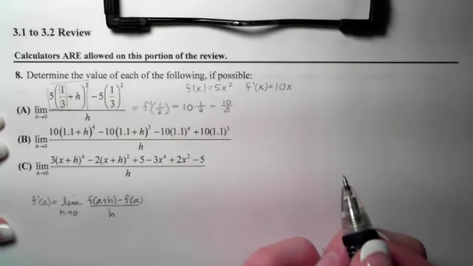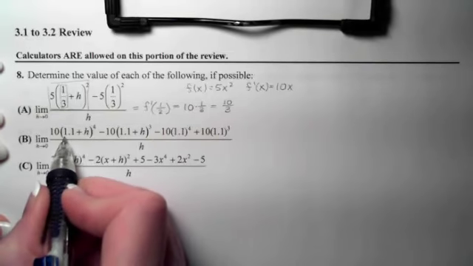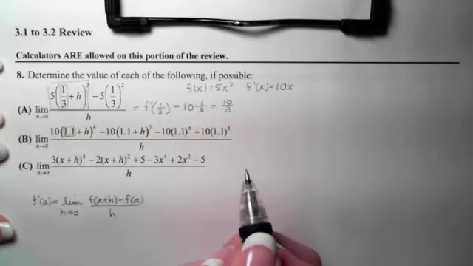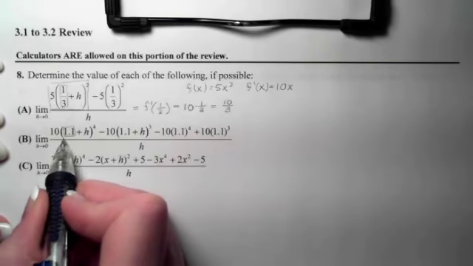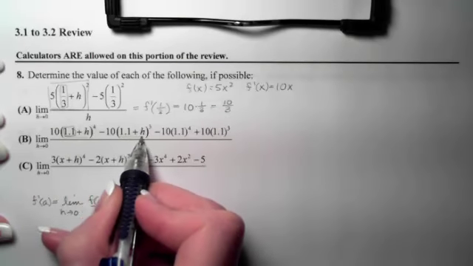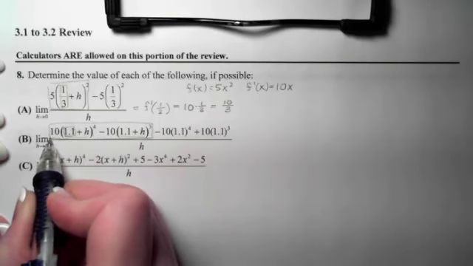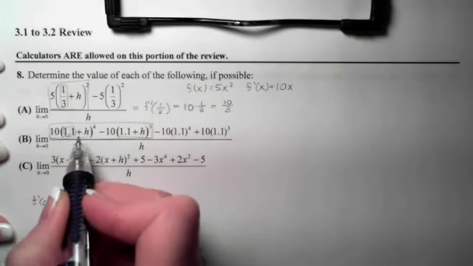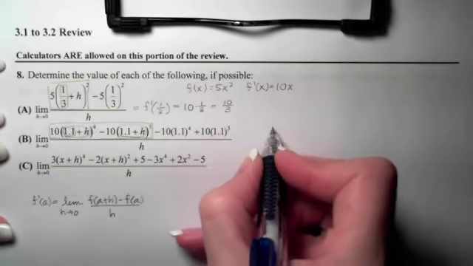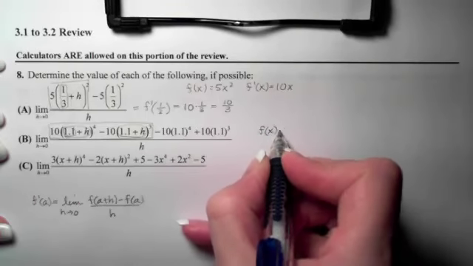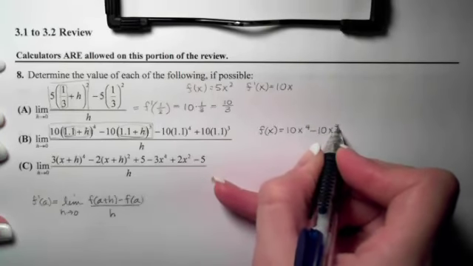So let's look at B. Again, same issue. The goal is to identify, first of all, what the a is, and we can see that right here. It's a 1.1. And then to identify what the f of a plus h is. So if we look here, we've got an a plus h and we've got another a plus h. So that means this whole thing here is our function evaluated at a plus h. So if I replace the a plus h's with an x, then I'll end up getting a function of x that is 10x to the 4th minus 10x cubed.